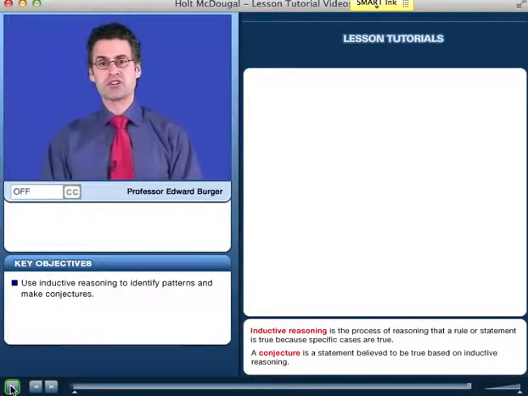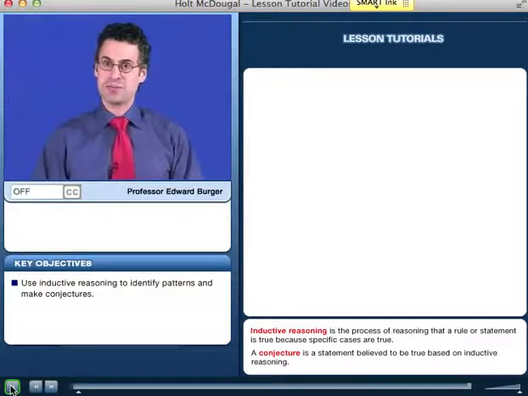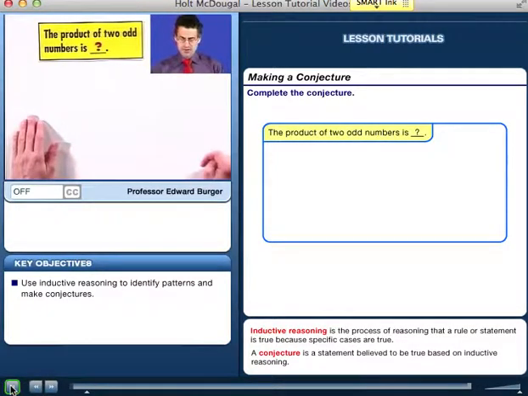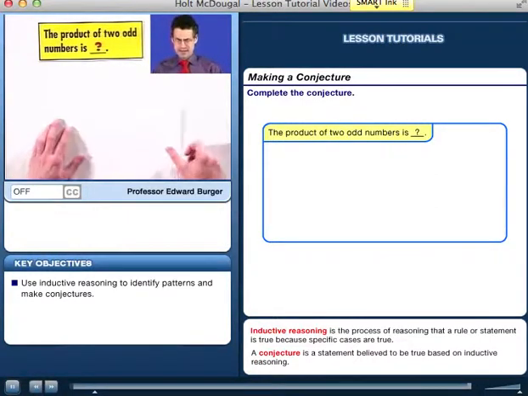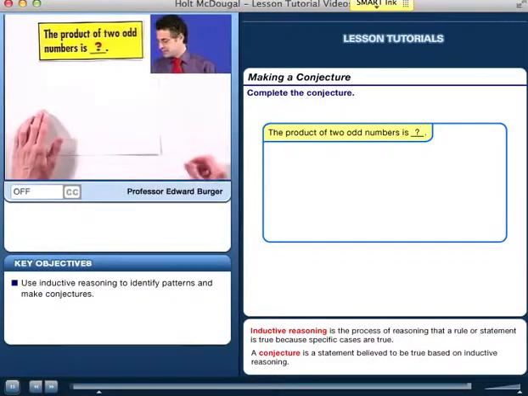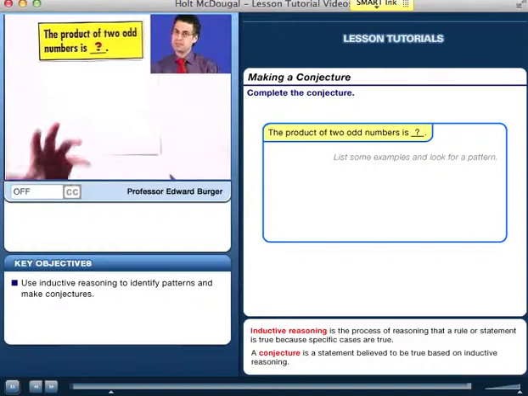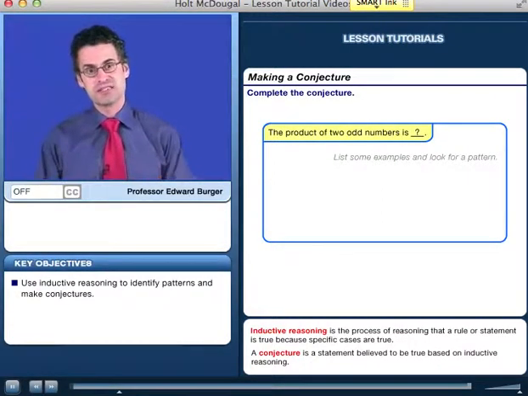Sometimes we can make a conjecture about some kind of mathematical statement. For example, let's take a look at this one. The product of two odd numbers is a blank. Well, how might we go about making a conjecture? Well, we might take a look at making a whole bunch of examples and seeing if we can build some insight. That's one of the greatest ways to build insight in mathematics and even in other areas, is to look at examples and see what's going on.